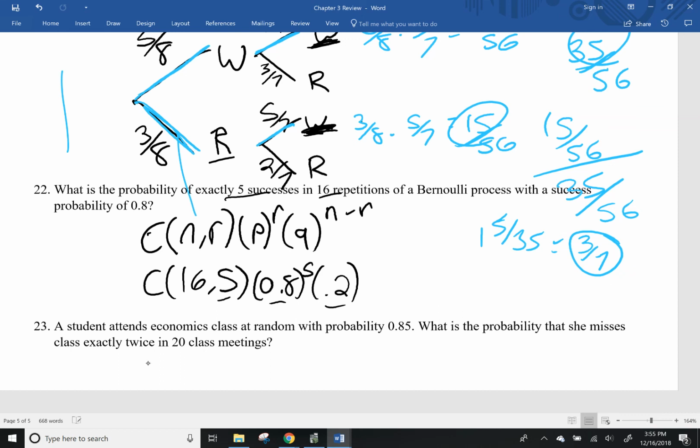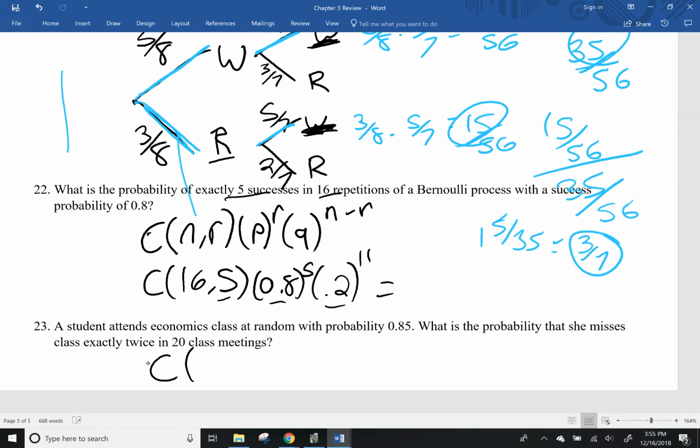And n minus r would be 16 minus 5, which is 11. So that would just be to the 11th power. Work that all out, and you have your answer. And for number 23, it's the same formula. You have to be a little bit careful, though.